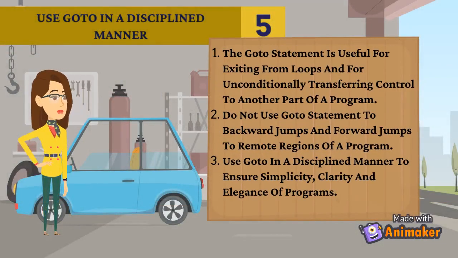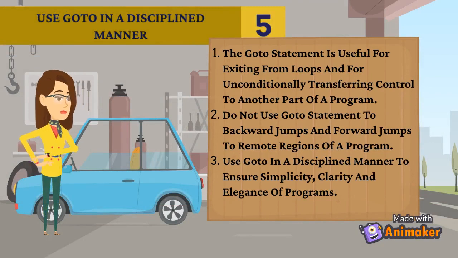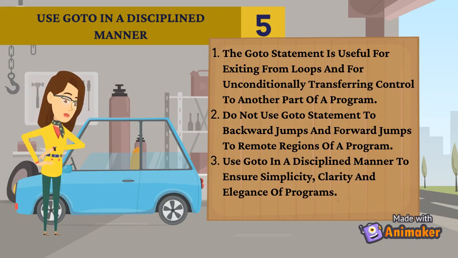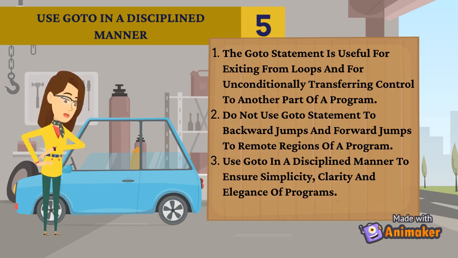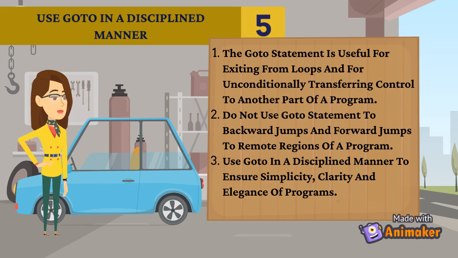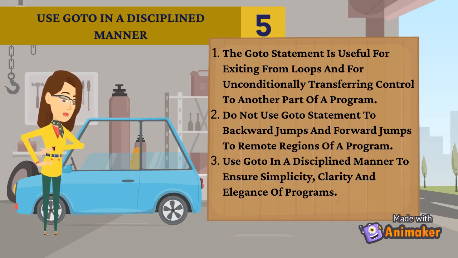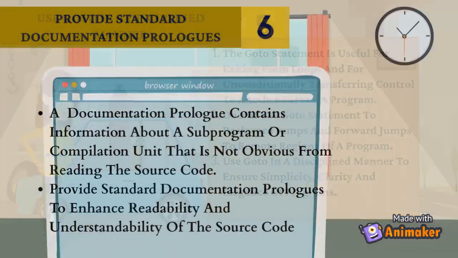Next we will see how to use goto in a disciplined manner. The goto statement is useful for exiting from loops and for unconditionally transferring control to another part of a program. Do not use goto statements for backward jumps and forward jumps to remote regions of a program. Use goto in a disciplined manner to ensure simplicity, clarity and elegance of programs.